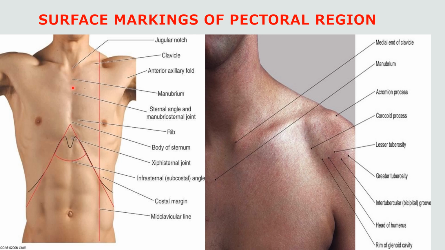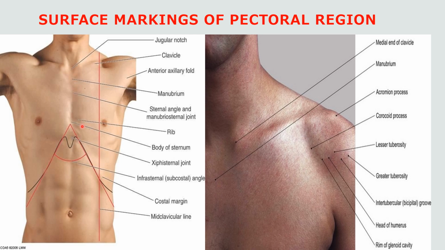Then we have the sternal angle of Lewis. It is felt as a transverse ridge 5 cm below the suprasternal notch. It is actually a junction between the manubrium and the body of the sternum. This sternal angle is an important landmark to identify the second rib, and subsequently it is helpful for counting the ribs.